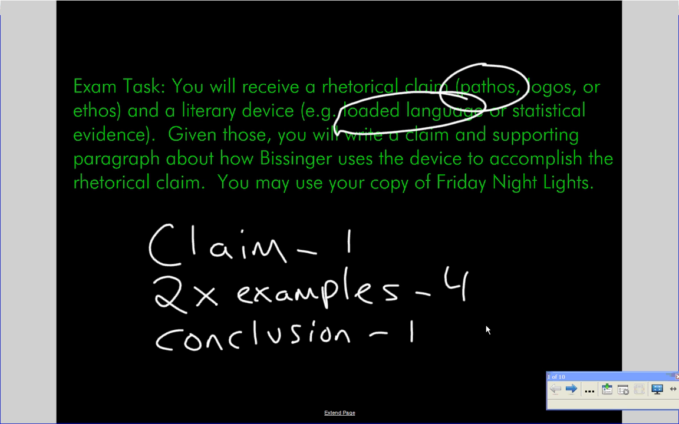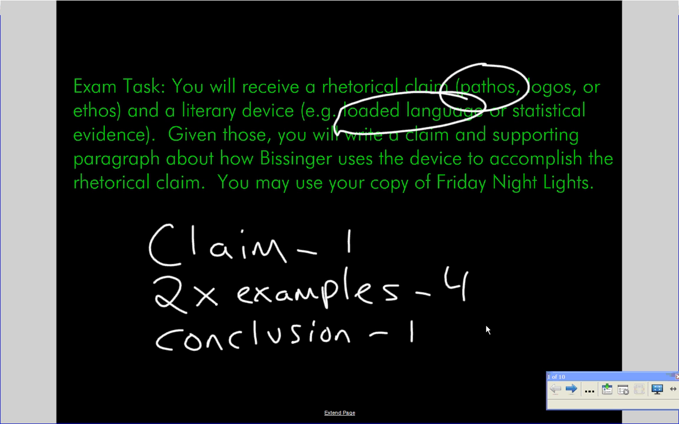Initial questions about that? Oh, and you may use your copy of Friday Night Lights. I have not required quotation support, but with some of these claims, you want to use it. So if you're dealing with loaded language, and you want to talk about the language being used, you need to quote. If you're talking about statistical evidence, you may not need to quote directly. So take a look at the device and determine whether or not you want to quote something, and make sure that you have a copy of Friday Night Lights. Could you earn some points and do fairly decently on this without a copy of Friday Night Lights? Sure, but in some cases, you'll find yourself challenged to fully answer the question.